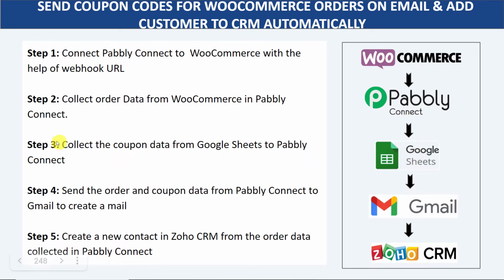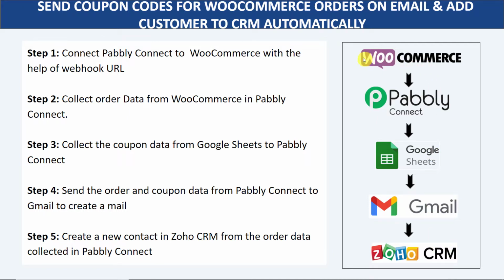And after that, in step 3, we are going to also collect the data of the coupons from a particular Google Sheets in Pabbly Connect. And after that, using the same data of the order as well as the coupon, we are going to construct an email and send it to the customer. And in the last and final step, we are going to add the same customer who has made an order in WooCommerce in Zoho CRM as a contact.